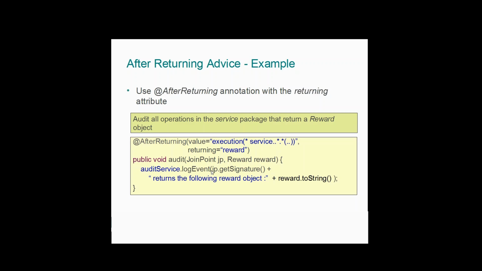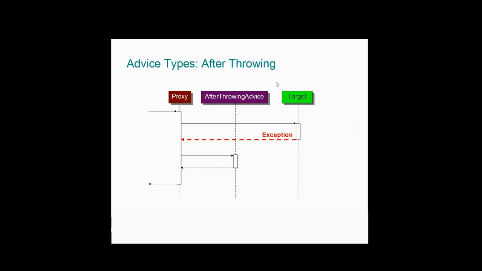So now you take the reward object and get the print message, whatever you want to do, you do it. That's about after returning. There is another advice, after throwing. Let's say the target method throws an exception, then only I want to invoke this advice, which is the after throwing advice. So the proxy will invoke the target method, it throws an exception, comes back, and I invoke the after throwing advice method, comes back and goes.